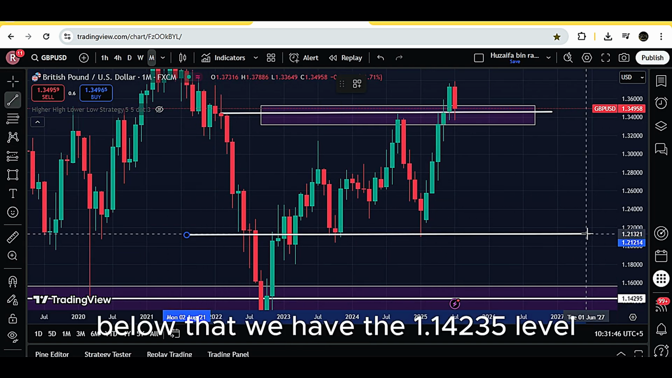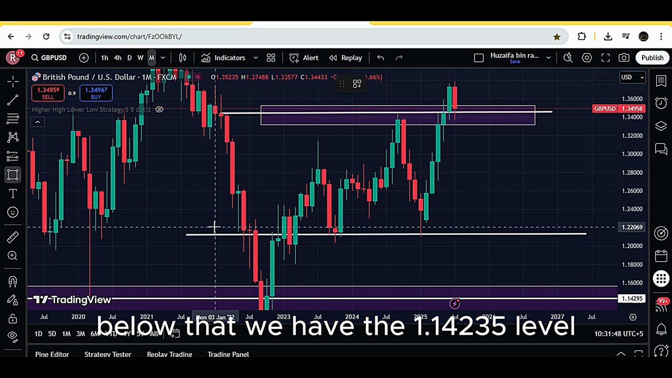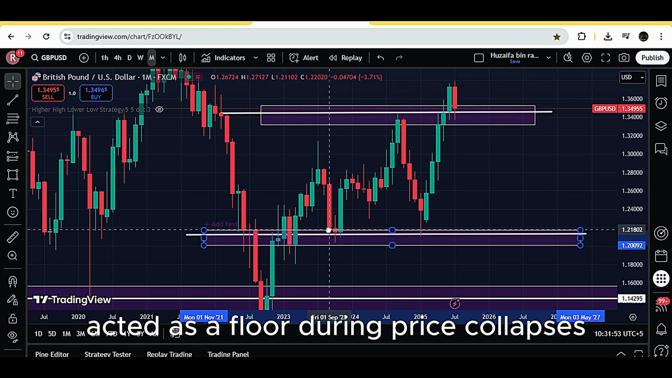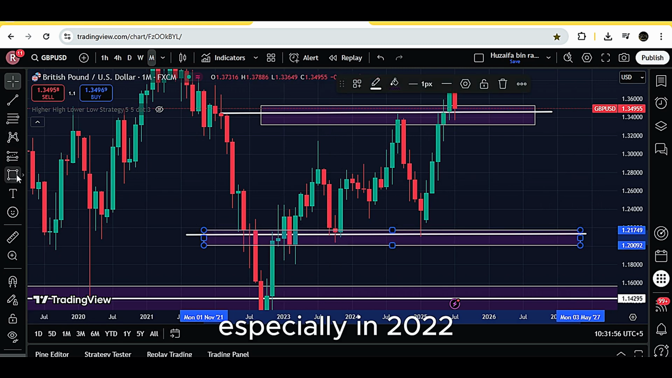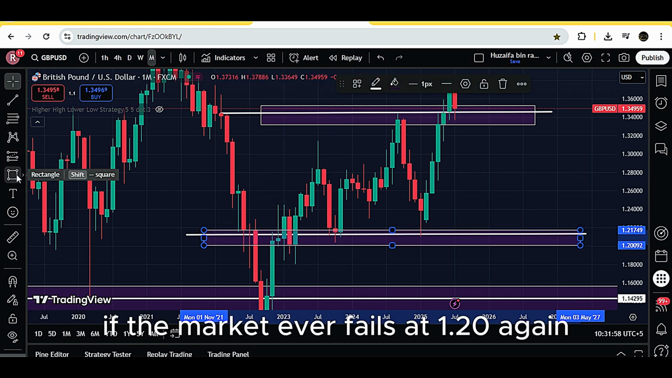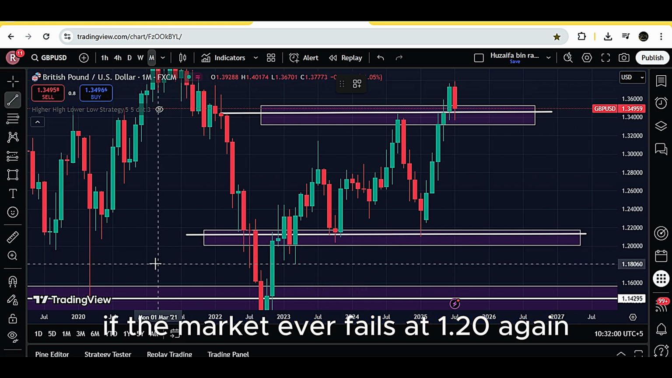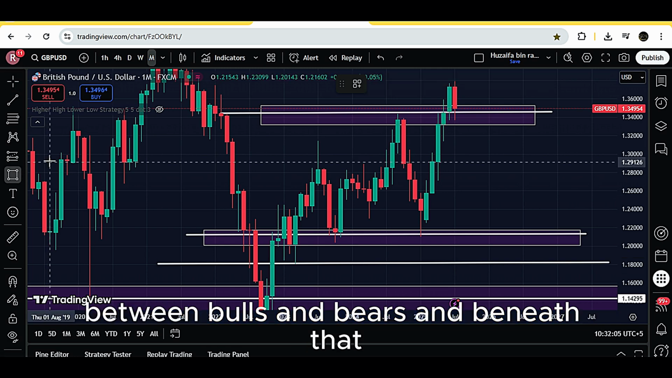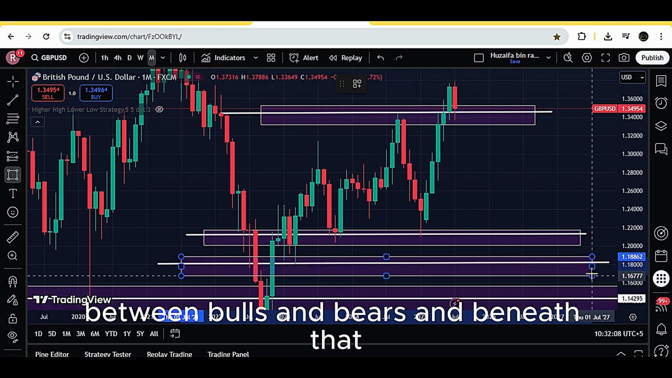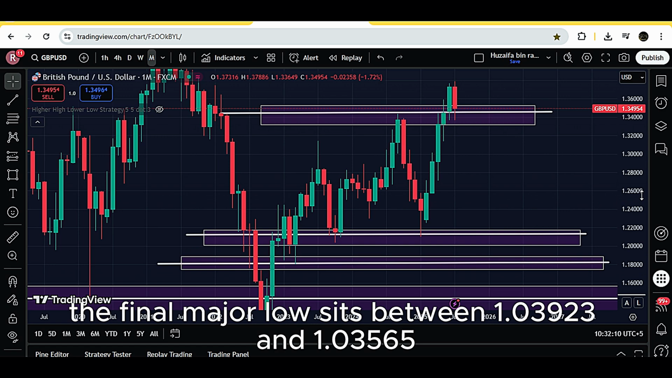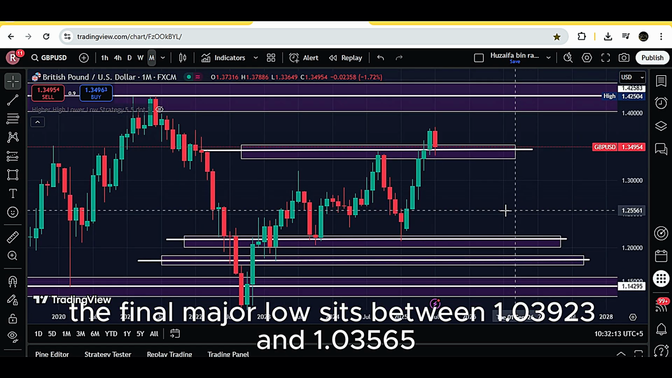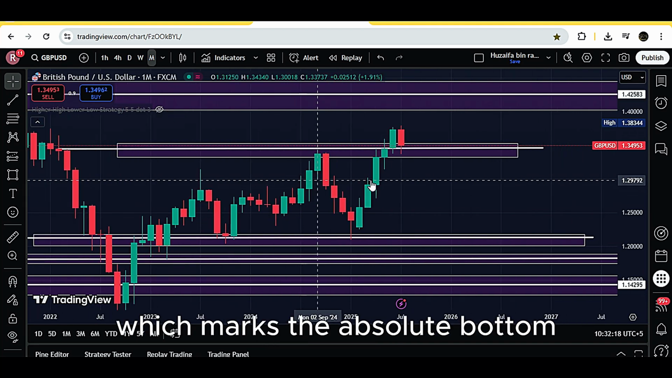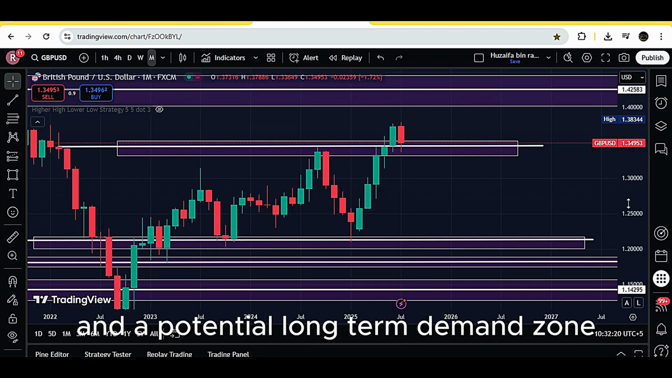Below that, we have the 1.14235 level, another important support zone that historically acted as a floor during price collapses, especially in 2022. If the market ever fails at 1.20 again, 1.14235 would likely be the next battle zone between bulls and bears. And beneath that, the final major low sits between 1.03923 and 1.03565, which marks the absolute bottom and a potential long-term demand zone.